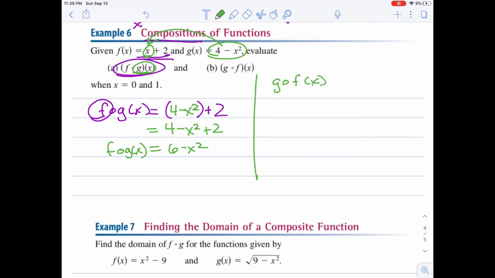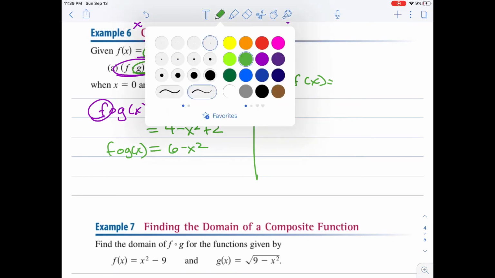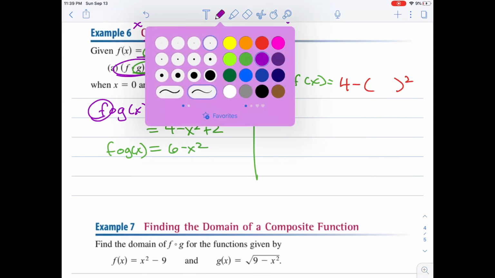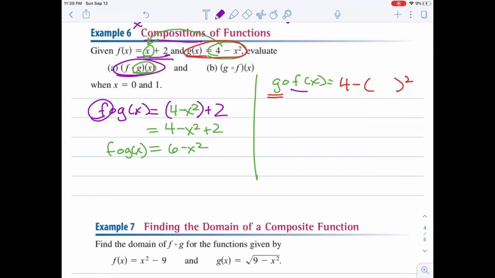Now, what about g of f of x? It's just the same thing but backwards. This time, the outside function is g. So I'm going to look here at g of x, and write it out using parentheses instead of the x. And inside the g of f of x function, I'm putting in f of x. So f of x goes inside every time I see an x. f of x is really x plus 2. And we're going to simplify this.